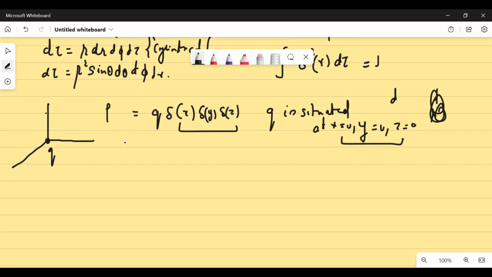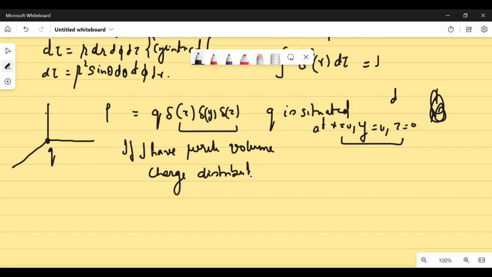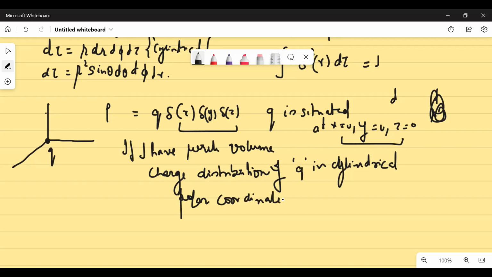Now if I have to write my volume charge distribution of point charge Q in cylindrical polar coordinates, we'll come to all these things later on, but just for instance I'm giving you this example. In cylindrical polar coordinates, the variables are R, which you can most often see written as S in Griffiths, phi, and Z. So in cylindrical polar coordinates, what happens?